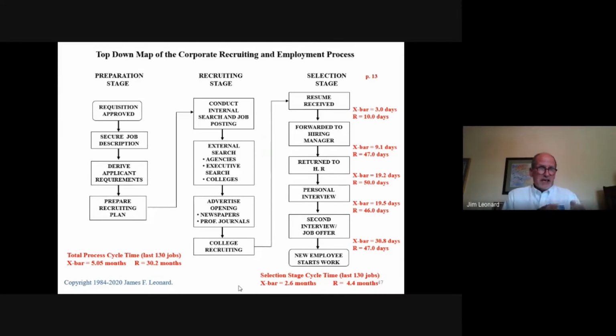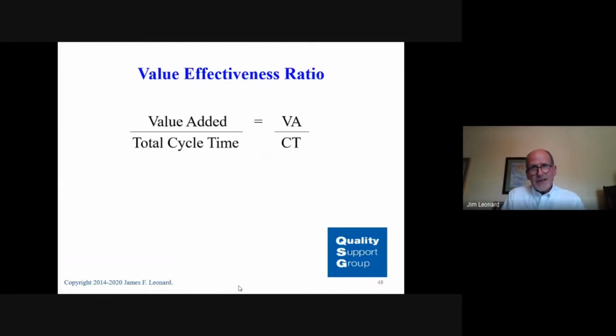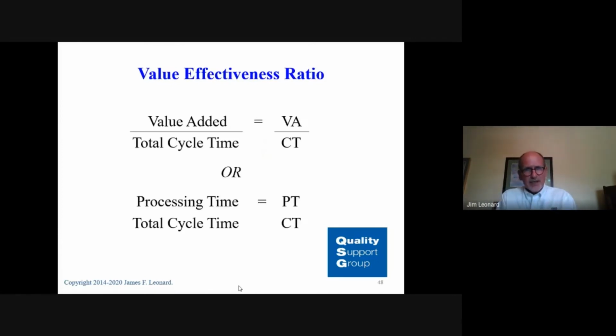One species of time is the time taken in preparation or recruiting. A second, completely different species of time is the selection. And then we can put a number on it with a value effectiveness ratio, which is the value added, the actual time it takes to advance the work, divided by the total true cycle time. Paul pointed out to me, now people are talking more about processing time because some people get offended if you tell them they had no value, divided by total cycle time.